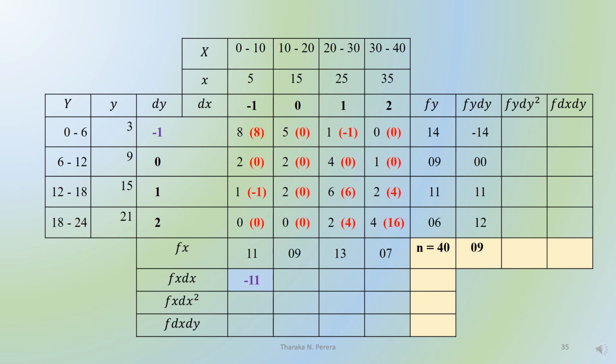When we consider the Fx dx row, it means multiplication of each dx element by corresponding Fx values. First Fx dx value minus 11 comes from minus 1 into plus 11. Second Fx dx value can get by 0 into 9. Likewise, we can complete Fx dx row.